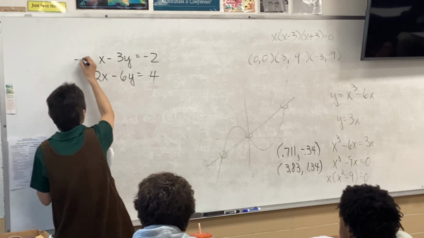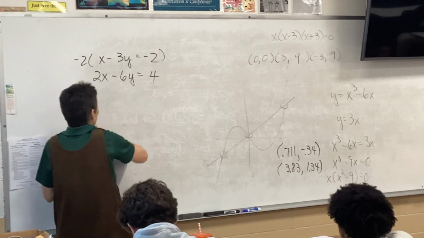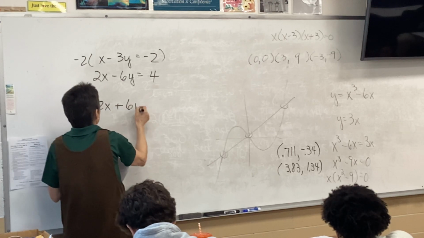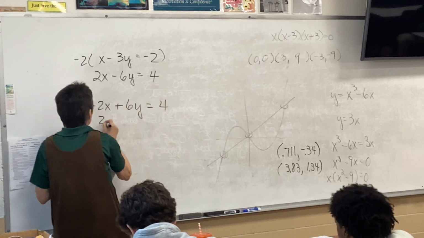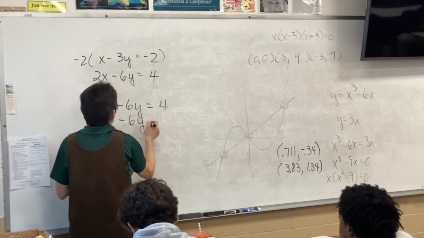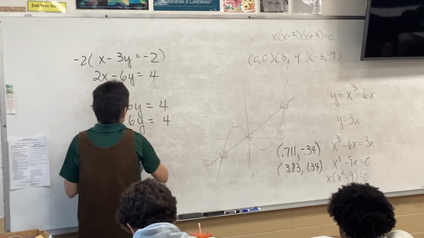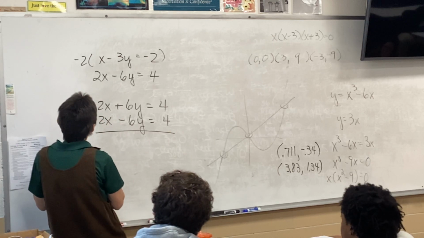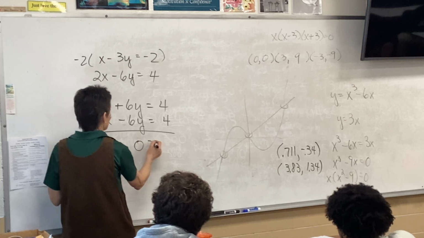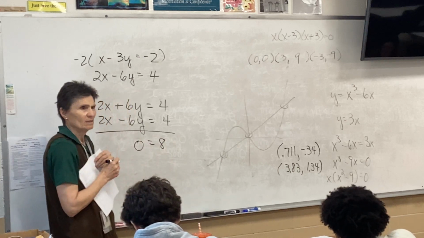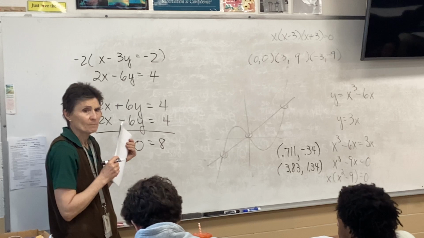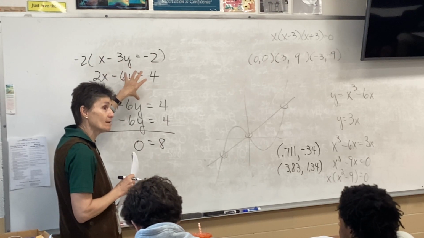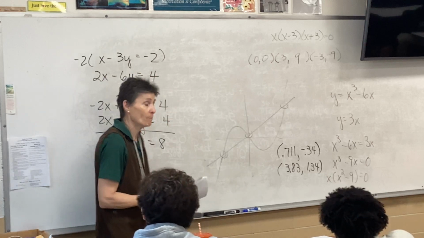So one option is to multiply the top equation by -2, so you'll have -2x plus 6y equals, wait a second. Oh, I don't think it's 0 equals 0, is it? Did I make a mistake? I got 0 equals 8. What does that mean? Which means what about my original two lines? They're parallel.